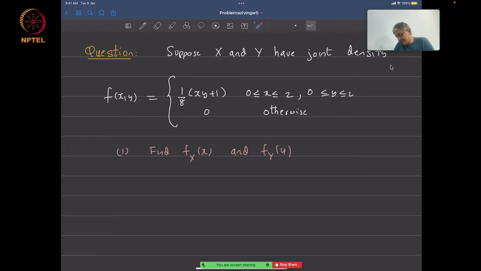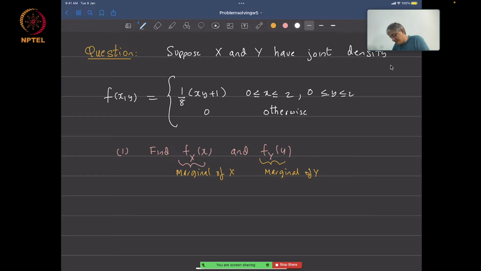And the first thing I'd like to understand is I would like to find the marginal density of x and y. So this is the marginal density of x. So write this down, marginal of x. And this is the marginal of y. So how does one go about doing this? This is kind of straightforward calculations. Let's just do it step by step.